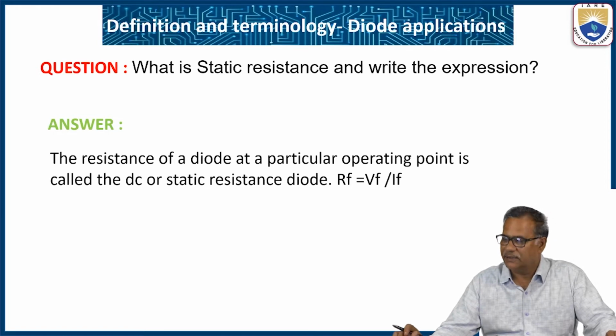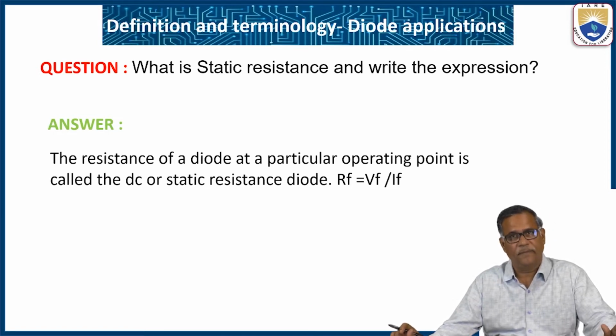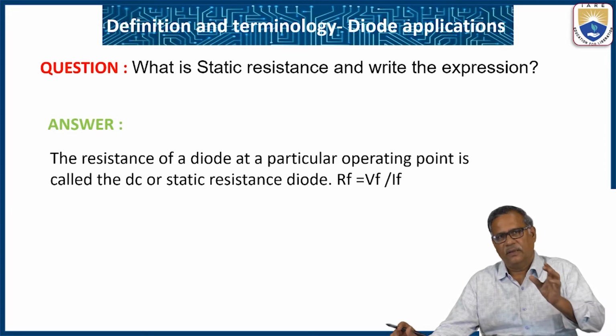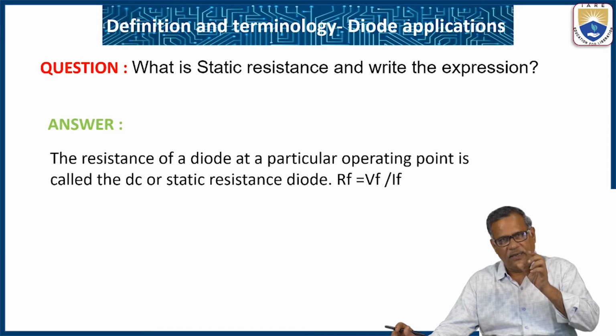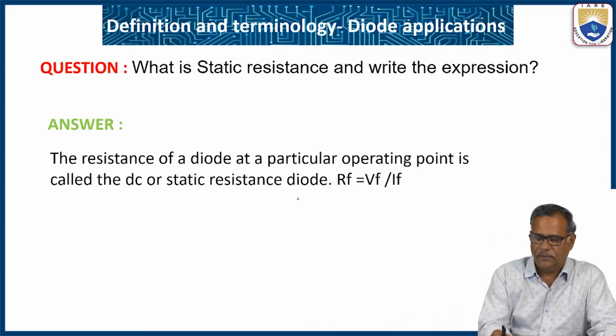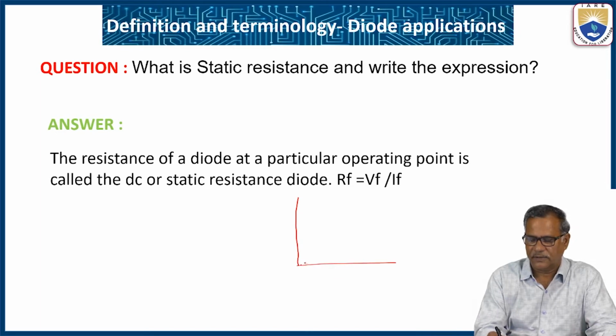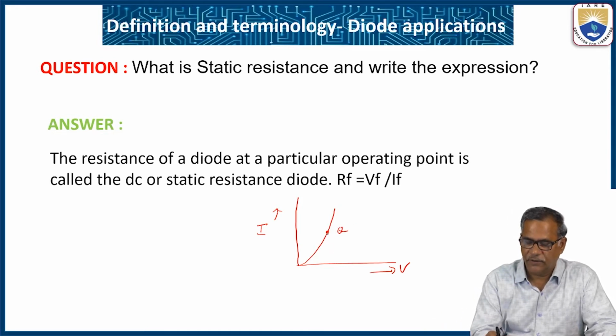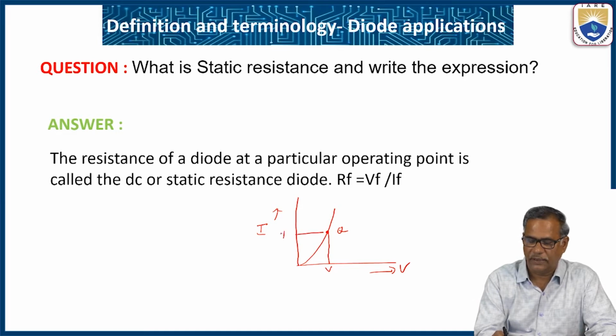Next, what is static resistance, and write the expression. The static resistance is calculated by taking the voltage and, at that point of voltage, taking the current. That gives the DC or the static resistance. When we take the diode characteristics like this, this is the voltage V and this is the current I, and let us say this point is Q. At this point, we note down the voltage and the current.